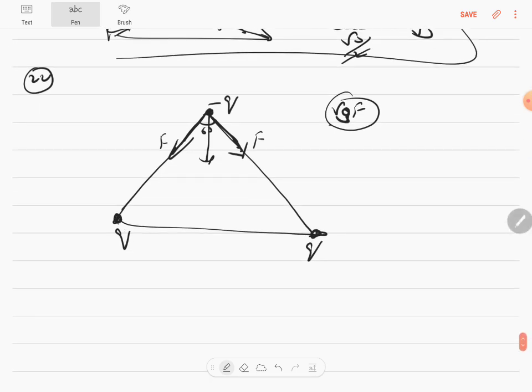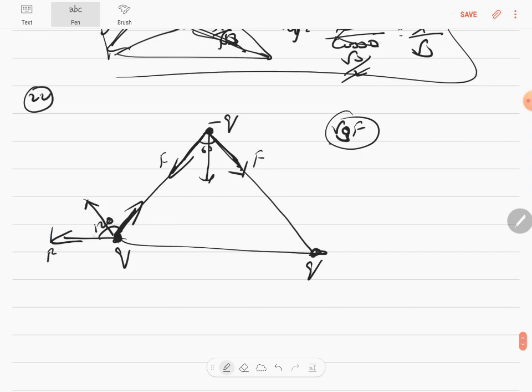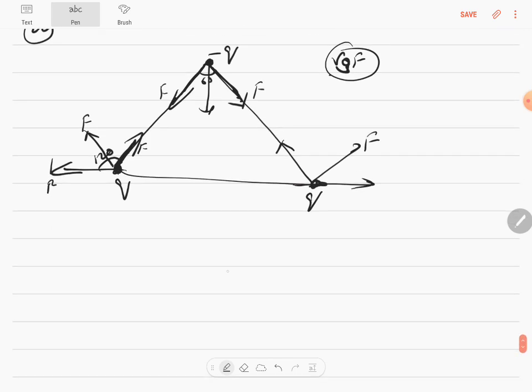Let's look at this left charge. This is going to be attracted by minus Q and it's going to be repelled by the plus Q. So the resultant will be in this direction, and the angle between them is 120 degrees. So the resultant will be just F. If this is F and this is F, the resultant has got to be F. Similarly, this will also get attracted, get repelled, and the resultant will be F. And therefore, this is F, this is F, and the downward one is root 3F.